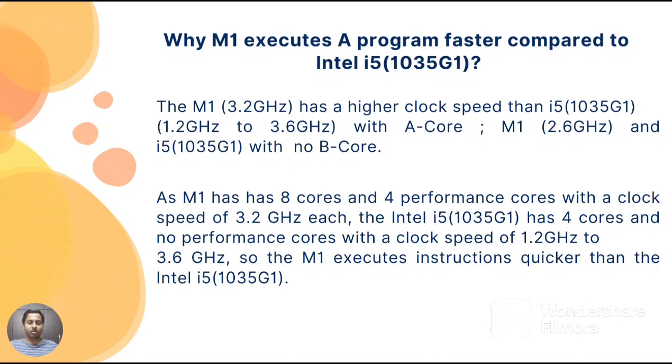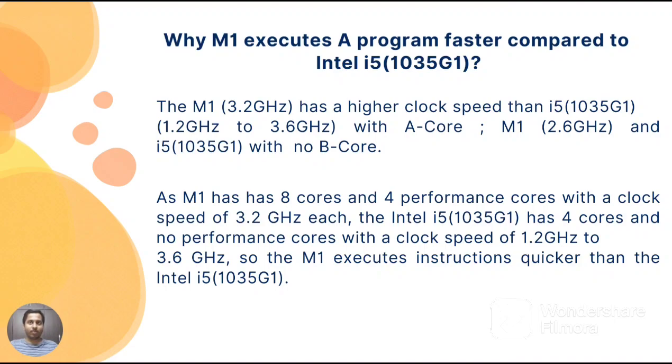If we look deeper into the processors, we found that the M1 processor had 8 cores and the Intel i5 processor had 4 cores. In the M1 processor, 4 were performance cores clocked at 3.2 GHz, and the other 4 were efficiency cores clocked at 2.6 GHz each. The i5 processor had only 4 cores with a base speed of 1.2 GHz and a peak speed of 3.6 GHz. And the M1 processor had more bandwidth than the Intel i5 processor.